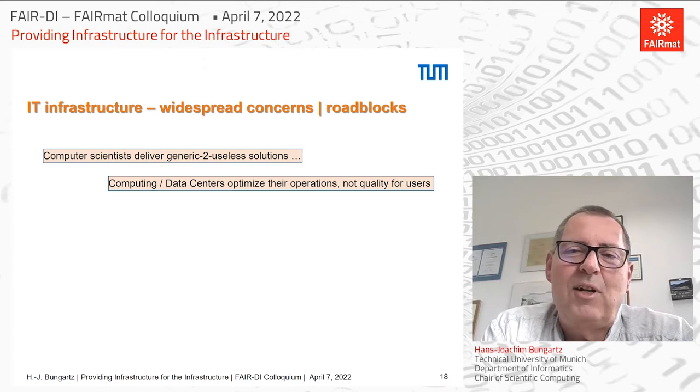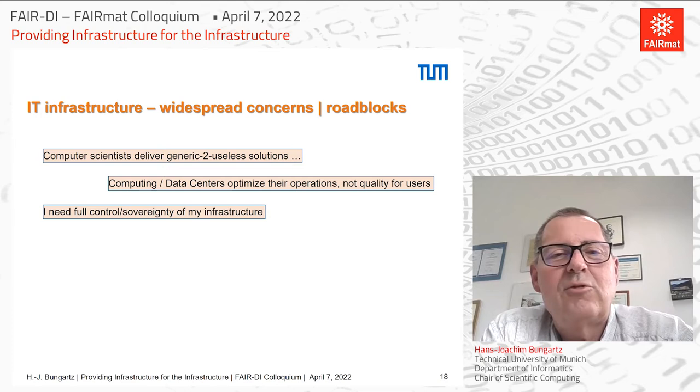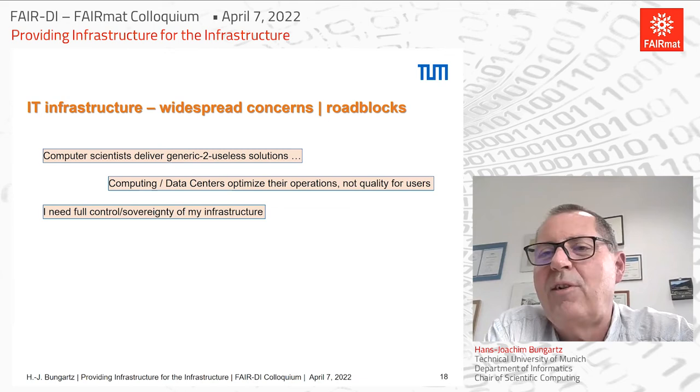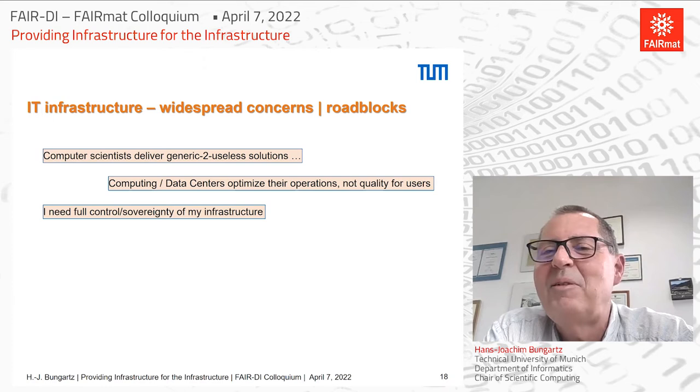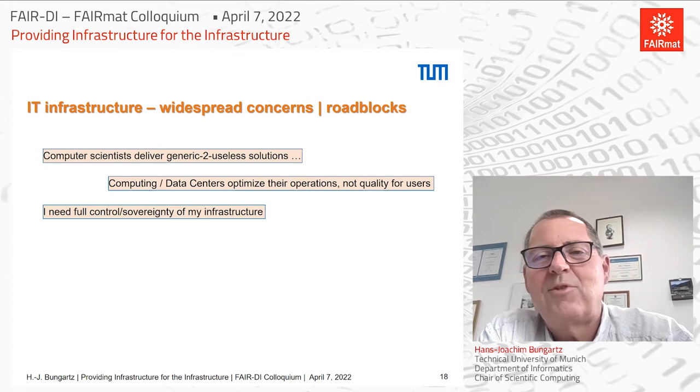Or, I need full control, sovereignty of my infrastructure. This is the point that you still see in written proposals when someone wants a compute cluster. And there are sometimes extremely funny arguments why this person thinks that the cluster must be within 50 meters of my office. I have never, or almost never, seen any strong arguments. Typically, this is just used as an excuse to get the machine under my sovereignty.